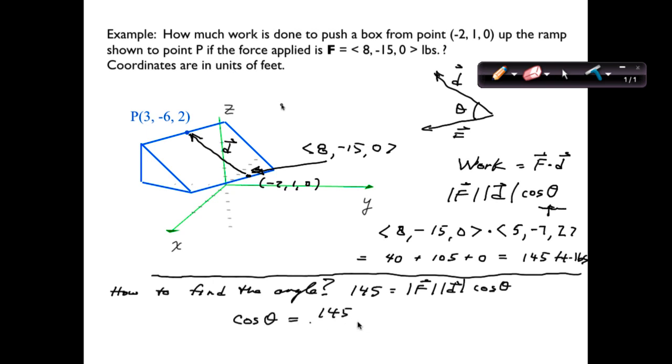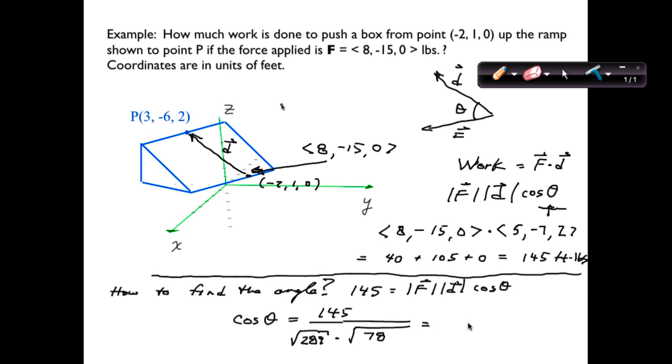145 over, see, magnitude of F. Can we do that here? 225 plus 64, is that right? It's 289? Check my math. Is it 289? That's the magnitude of F. Magnitude of d, 25, 49, and 4. 78? Check my math. I'm doing it in my head. This is the magnitude of d. This is the magnitude of F. So let's put that in. 145 over radical 289 and also over radical 78.